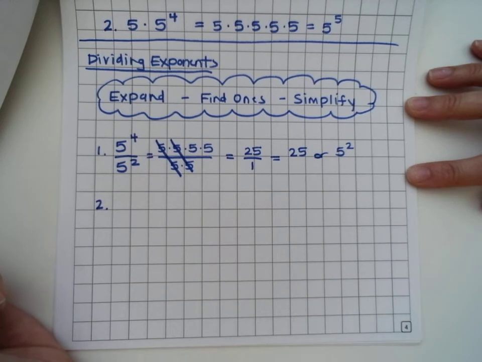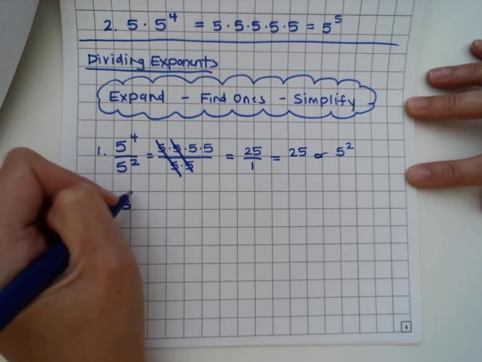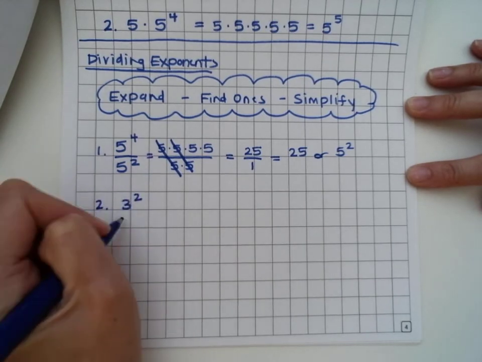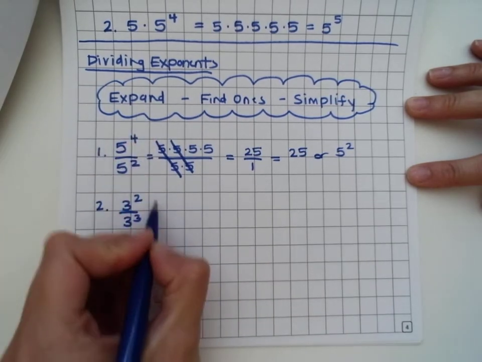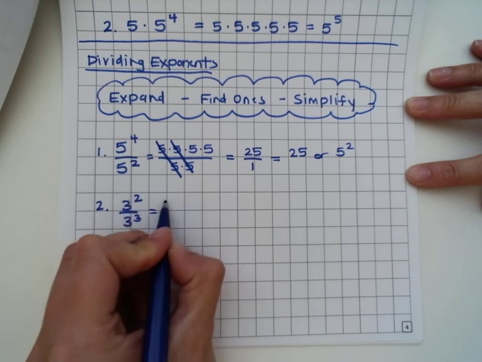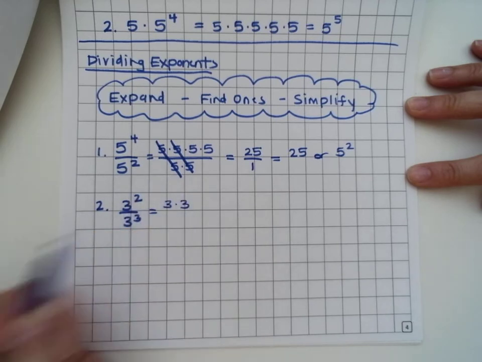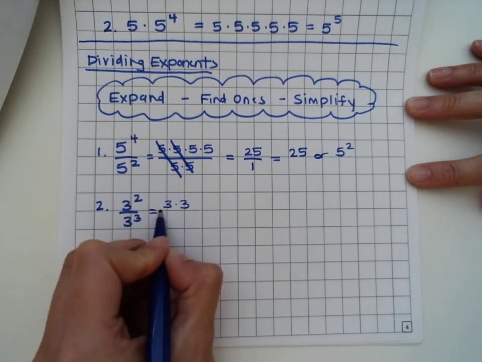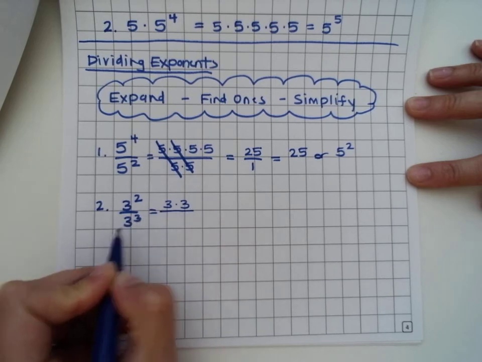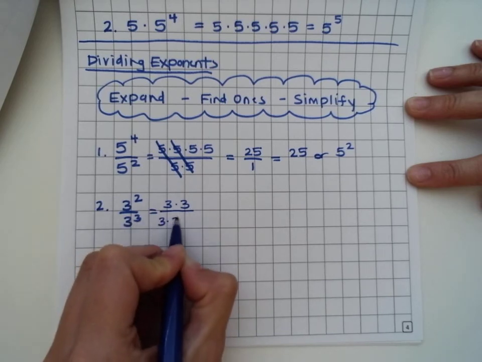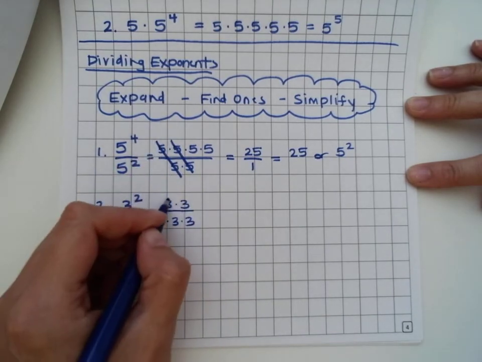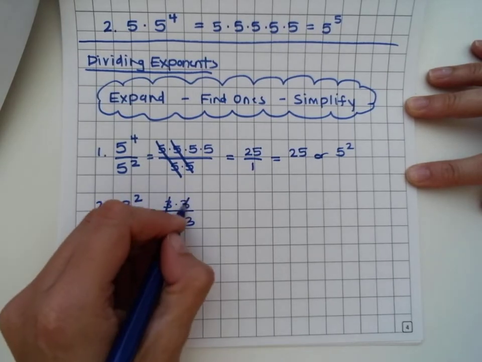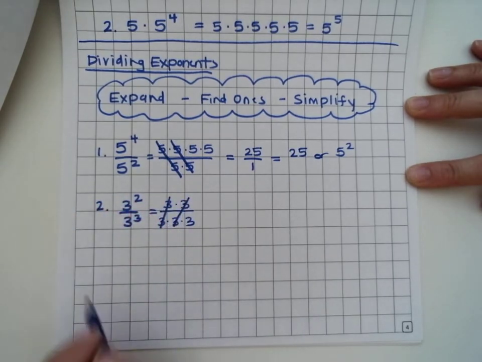We'll do another example. So say we have 3 to the 2nd power divided by 3 to the 3rd power. First, we are going to expand. That's step 1. 3 squared expands to 3 multiplied 2 times, which is 3 times 3, divided by 3 to the 3rd power, which is 3 multiplied 3 times. 3 times 3 times 3. We find ones. So 3 divided by 3, that's a 1. And 3 divided by 3, that's a 1.